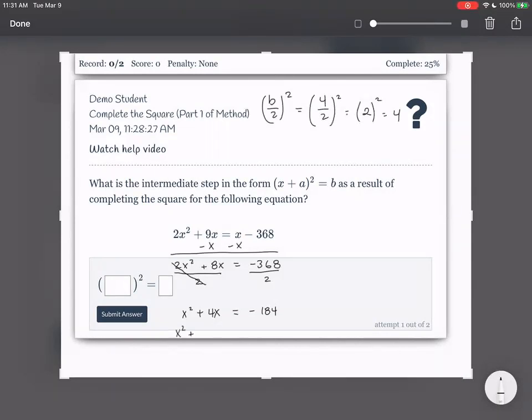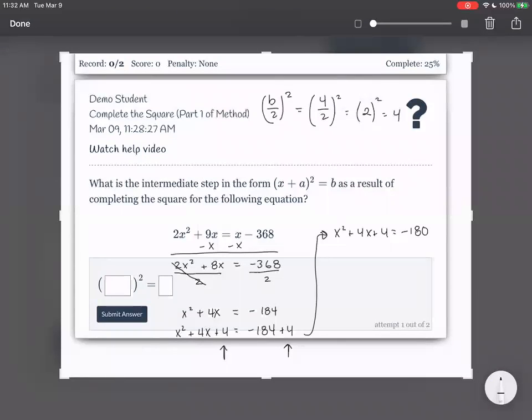So x squared plus 4x plus 4 is equal to negative 184 plus 4. Notice that all I did was add 4 on both sides. I'm going to rewrite this over here because I have more space. And then negative 184 plus 4 is negative 180. So I just simplified that bit. Are there any questions up till here?